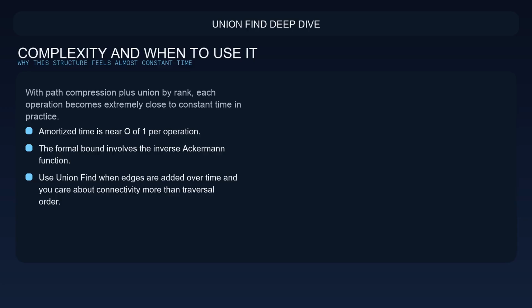The final result is why union find is so popular. Once both optimizations are present, operations become almost constant in practice. The formal analysis uses the inverse Ackermann function, which grows so slowly that for programming interviews and real software, it is basically flat.